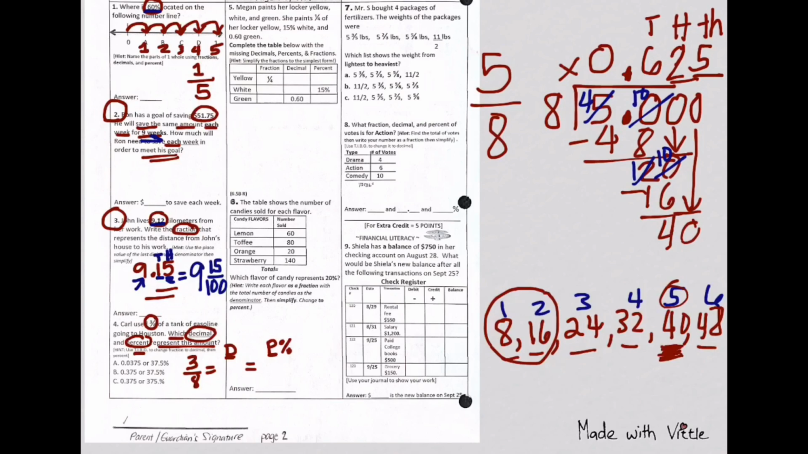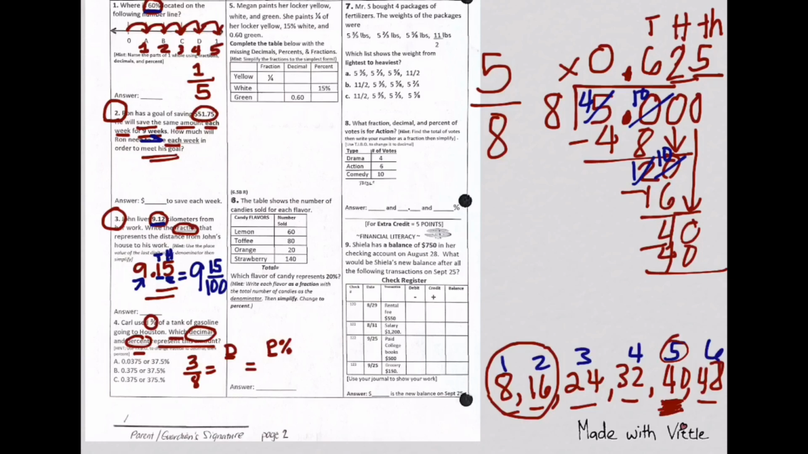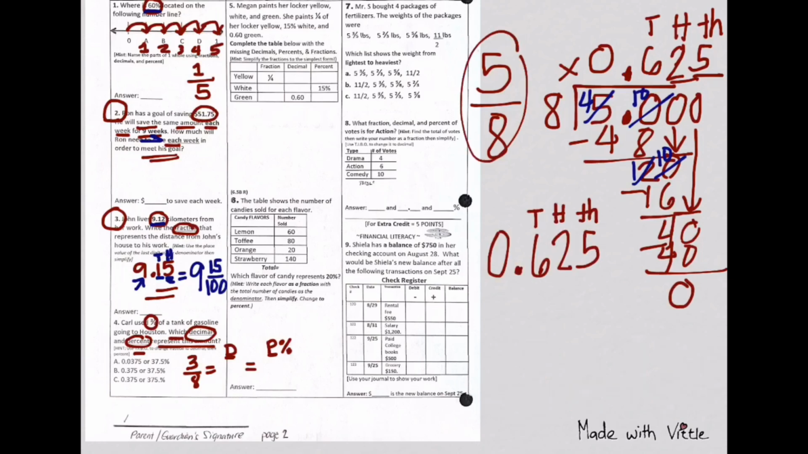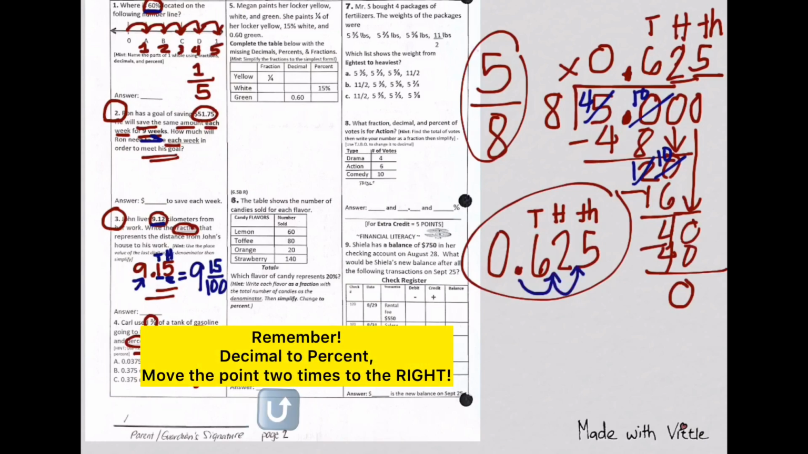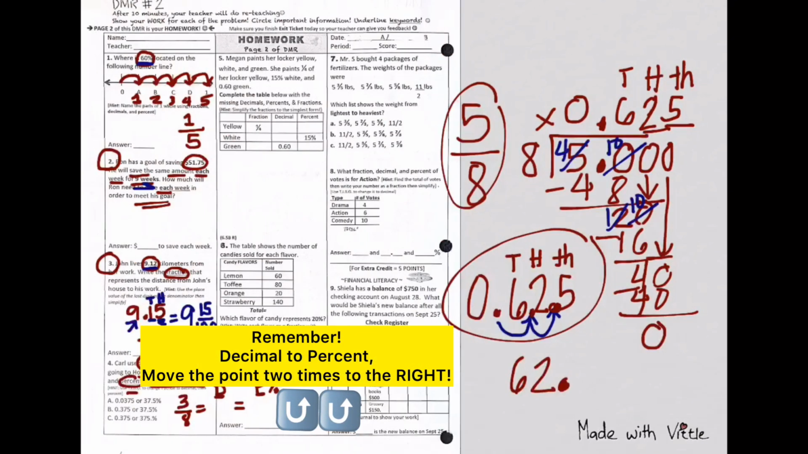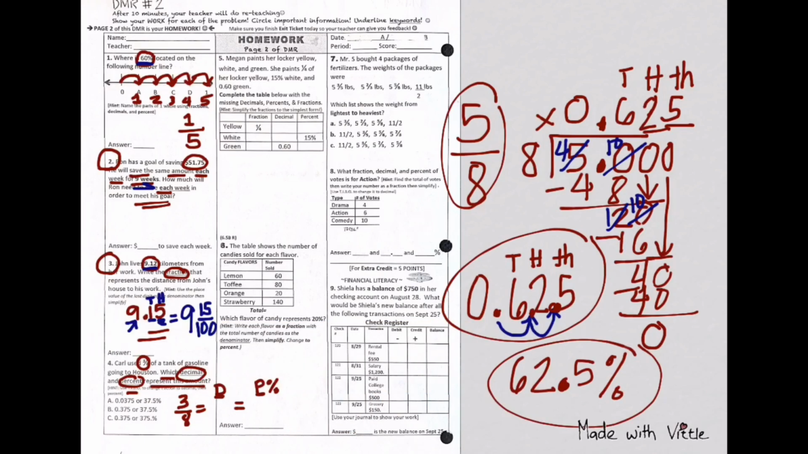And 5 times 8 is 40 down below here. And 40 minus 40 is 0. So your 5/8 is equivalent to this decimal. Now what we have to do next is change this to a percent by moving the decimal point twice to the right. So you will have 62.5%. So your 5/8 is equivalent to 625 thousandths, which is equivalent also to 62.5%.